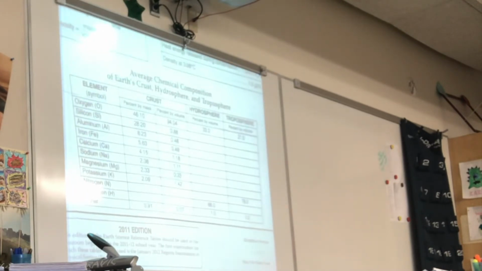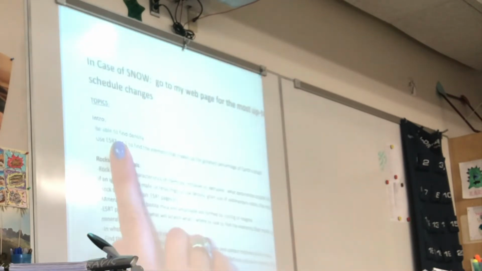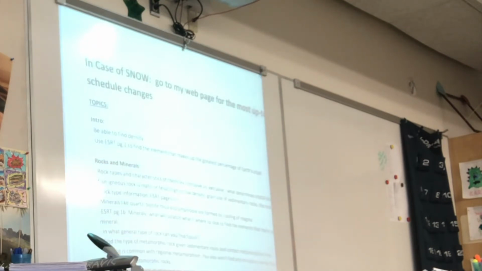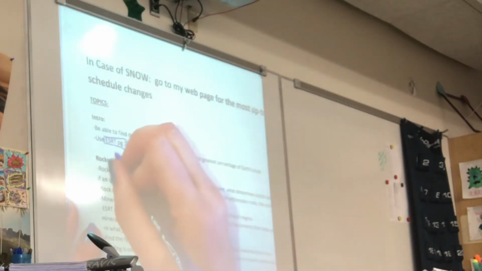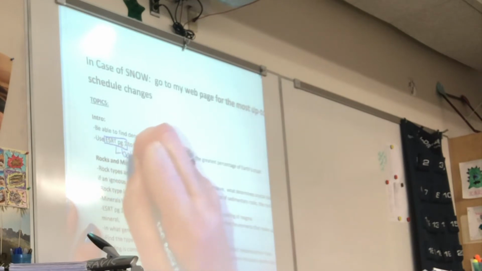On the bottom, this was another thing on the review sheet. This was under the intro. So in the intro, it says be able to find density. That's the reference table, page 1. And then being able to find the elements is also on page 1, which I marked here. It's at the bottom.